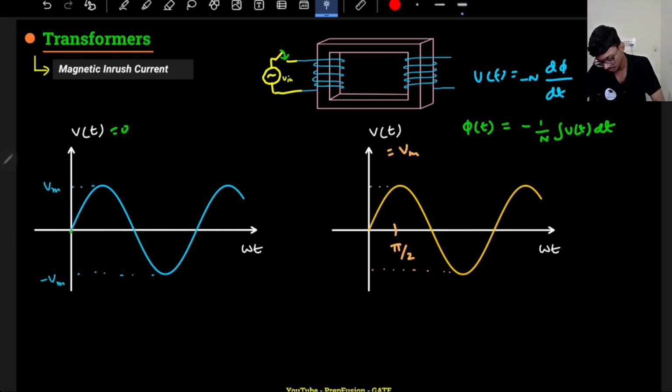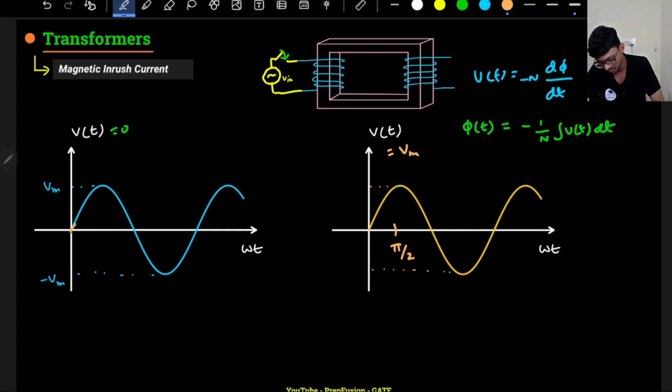So here the area of v of t from 0 to t is increasing. In this whole region the area is only increasing, never decreasing, so the area will keep on increasing like this. Although it will be like a cos function, because I'm integrating this. Let's assume that initially the flux was 0.